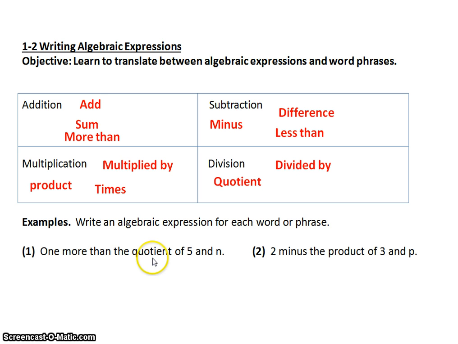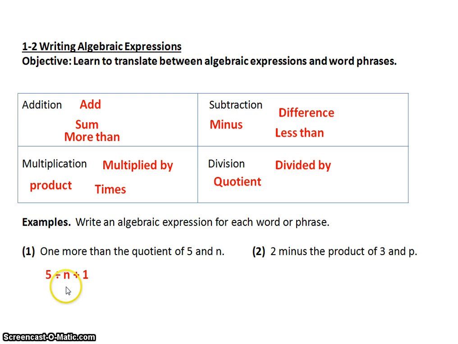We continue to look and we see the word quotient. Quotient falls underneath division. So we know that more than is addition and the word quotient is division. So 1 more than the quotient of 5 and n. So this would indicate that the math operation of 5 and n in this phrase is going to be division for quotient. 1 plus the quotient of 5 and n. So our algebraic expression could be 5 divided by n, that would give us a quotient, and onto that we want to add 1 more.